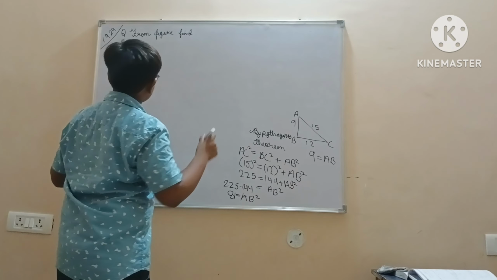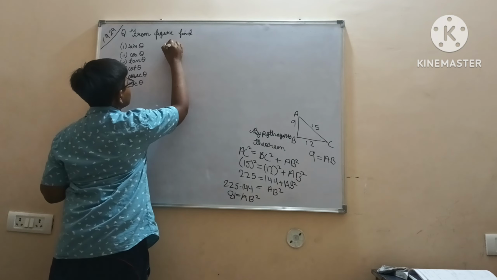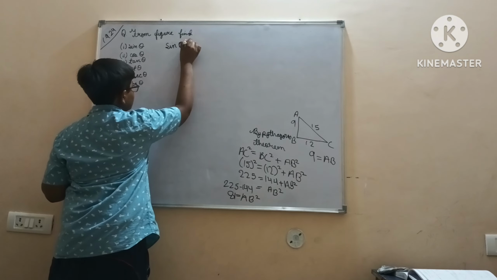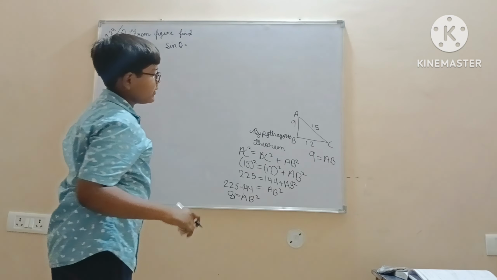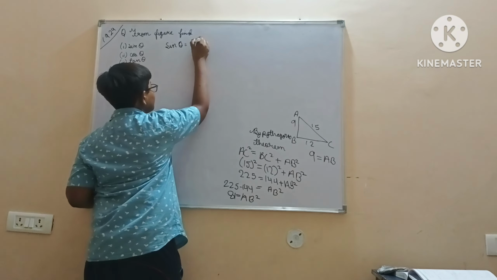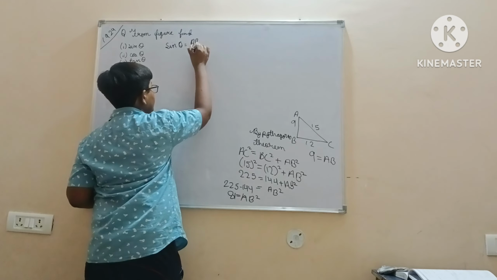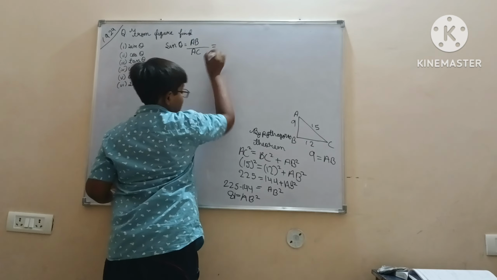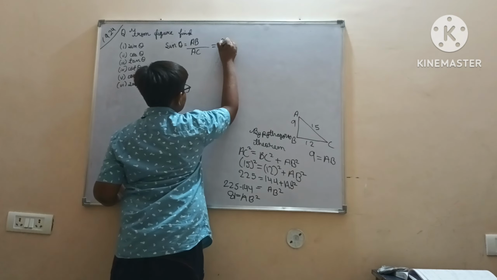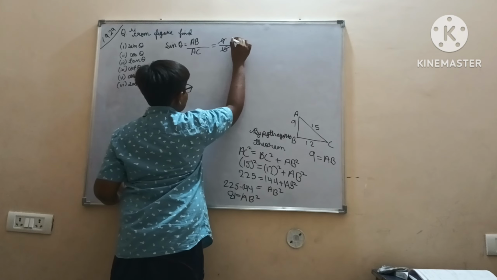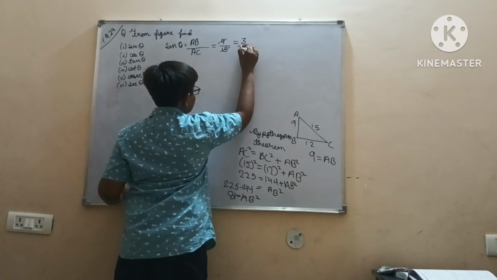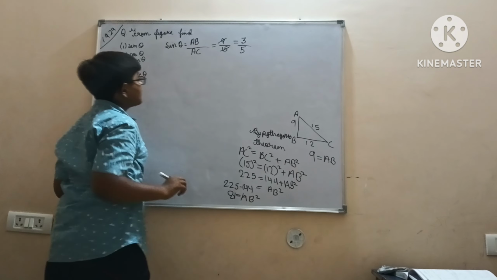So we will find all the trigonometrical ratios from this. First is sine theta. Sine theta's value is height divided by hypotenuse. So the height of our triangle is AB and the hypotenuse is AC. Now the value of AB is 9 and AC's value is 15. These both will get cancelled and we will get 3 upon 5.